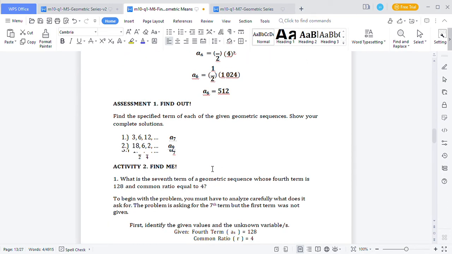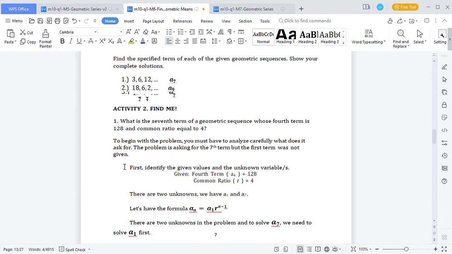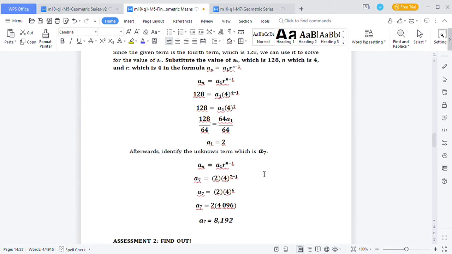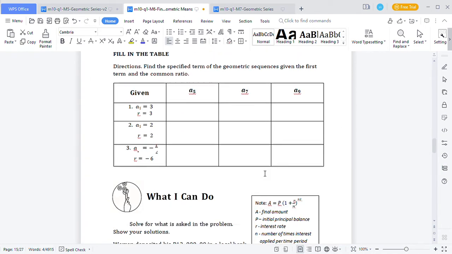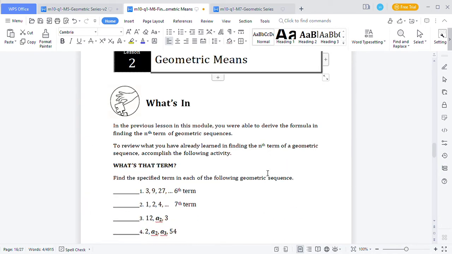Okay, let's have another example here. What is the 7th term of... we already did this example in the last video. So we'll not have to go on that because we are done with the geometric sequence. So we'll proceed to the geometric means.